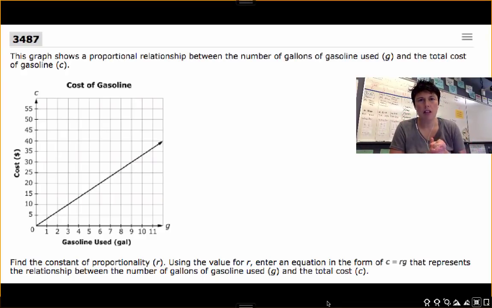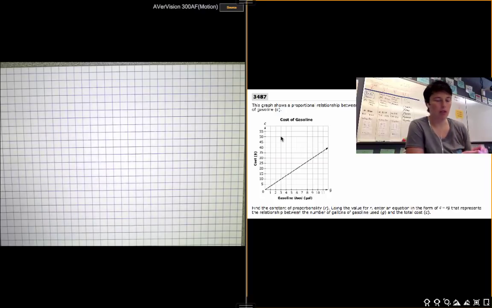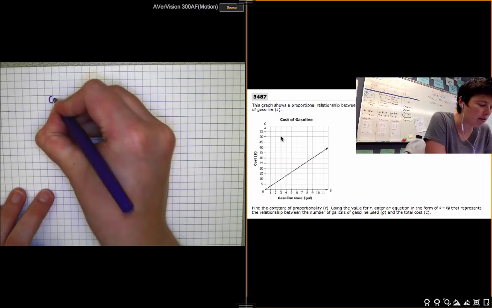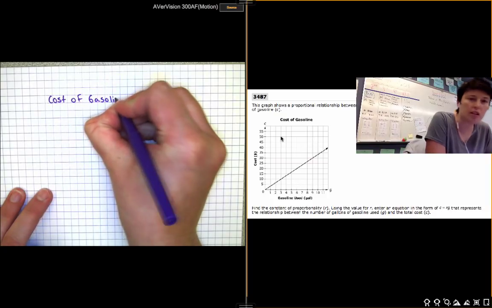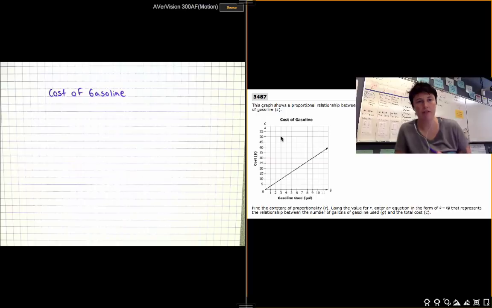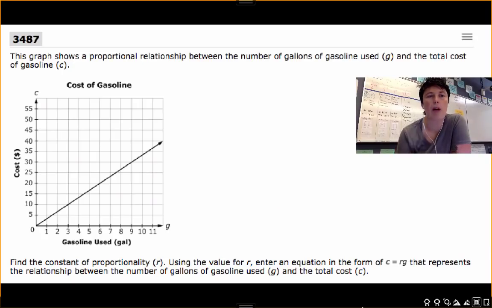So let's look at this question together and analyze it and practice how we would use our scratch paper. First off, one of the things I'm noticing is that it says there's a graph, and it says cost of gasoline. So maybe the first thing I would do on my scratch paper is, I don't really know what's going on in this problem yet, but we're dealing with the cost of gasoline. So I'm just going to jot that down, something I can write down from the problem. And then I'm probably just going to take a moment to read it. So let's read this problem.